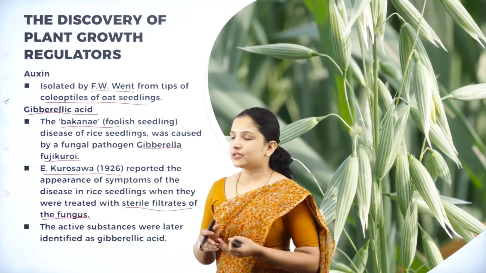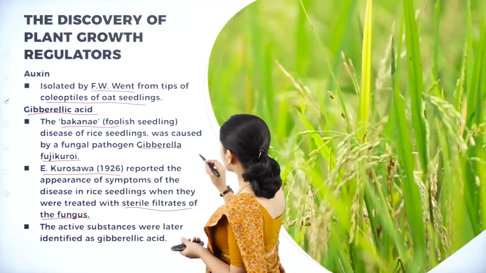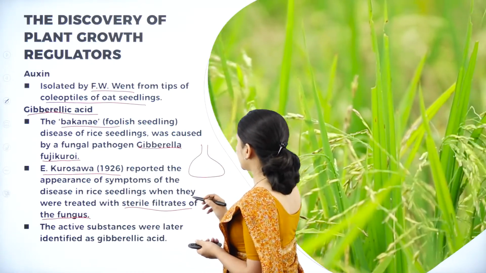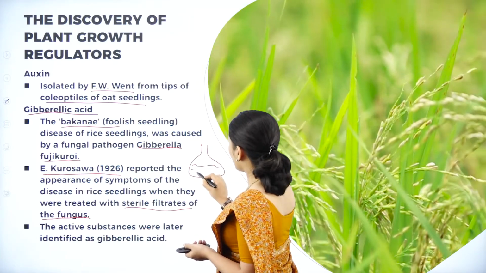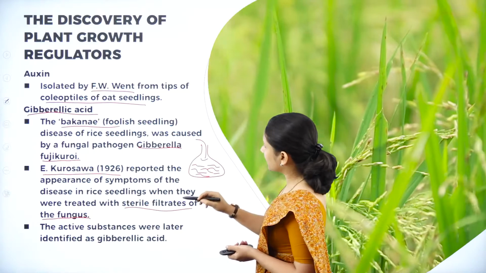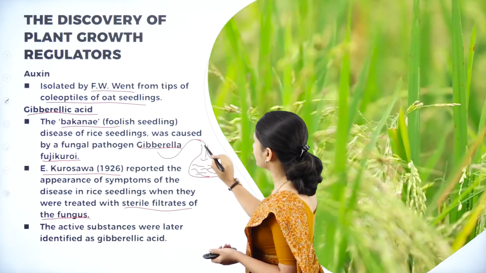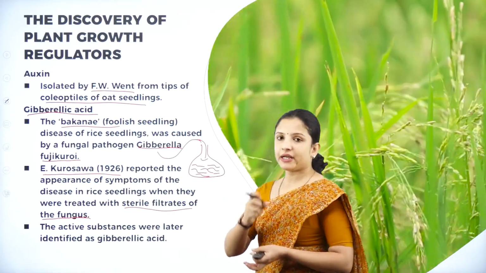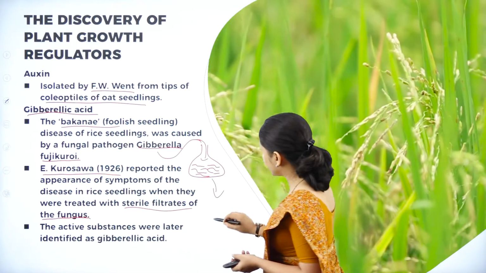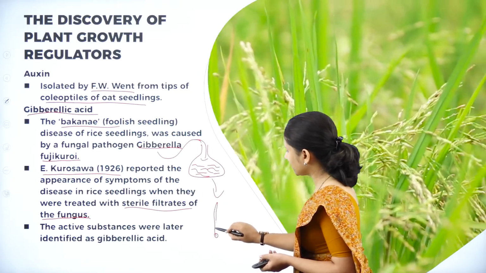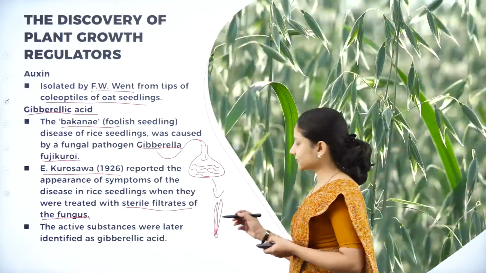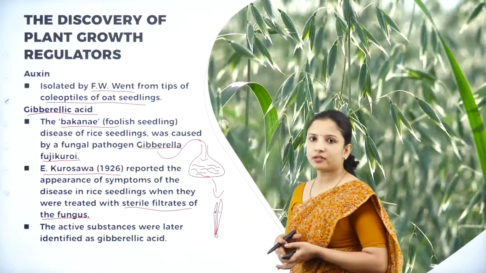So what Kurosawa did was he took a beaker or a conical flask like this, and he took a sterile water solution. To that, he added this fungi, Gibberella fujikuroi, and he made a filtrate of that. That filtrate he took and sprayed on the rice seedlings. Later on, when he sprayed them, he noticed that symptoms started to develop on the rice seedlings.